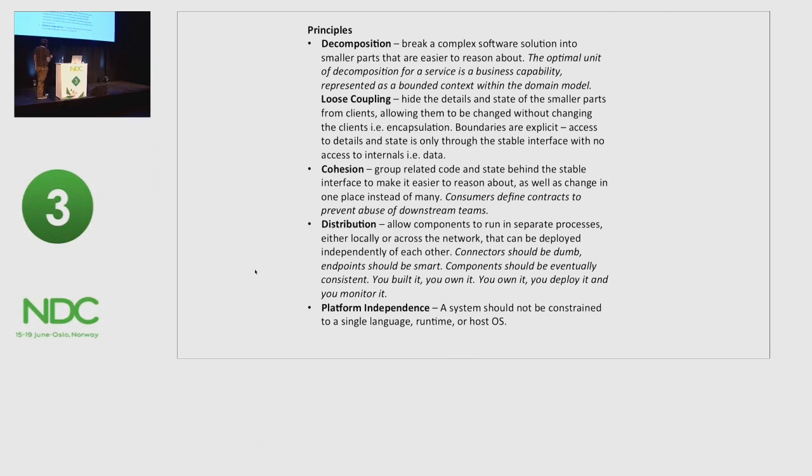So when we talk about decomposition, we're saying we want to pick business capabilities and create a bounded context, i.e. try and model that domain problem, the problem of that particular business capability, within one of our services. And on cohesion, it's probably a complex problem, but we want to have consumer-defined contracts so that the consumers of your service have an influence on the design of your contract, to avoid you just abusing them by saying, well, I'm going to change to a new version, tough guys. And on distribution, essentially we're saying you build it, you own it.